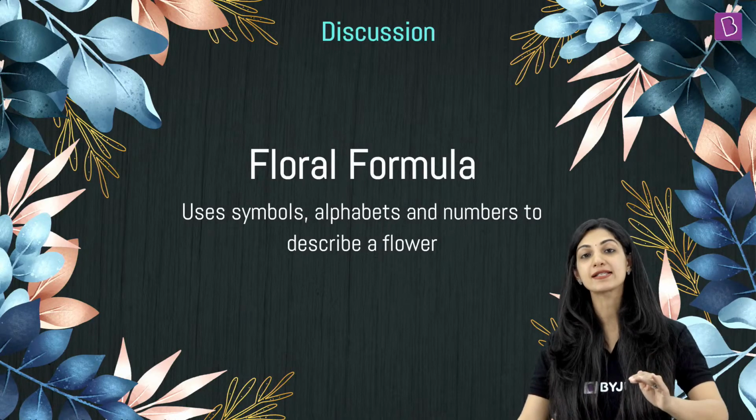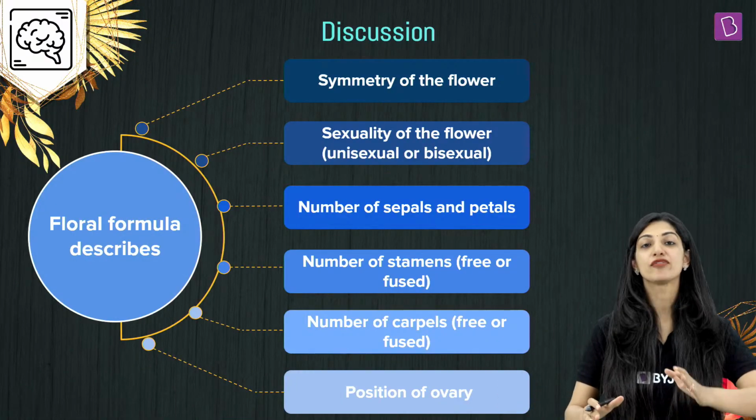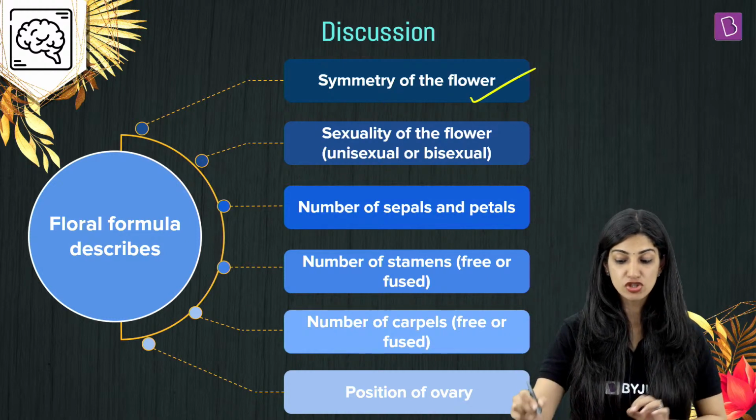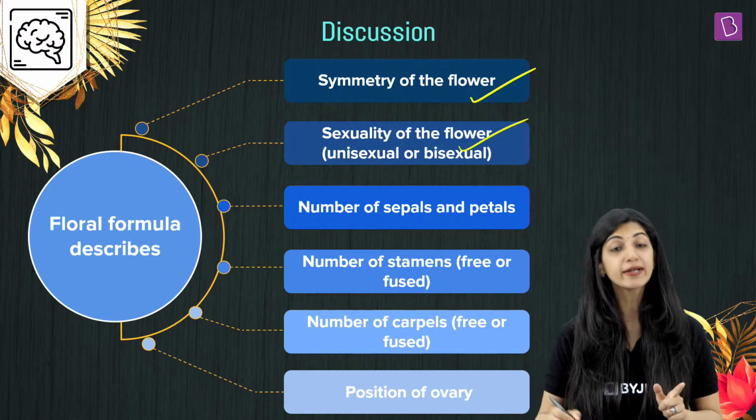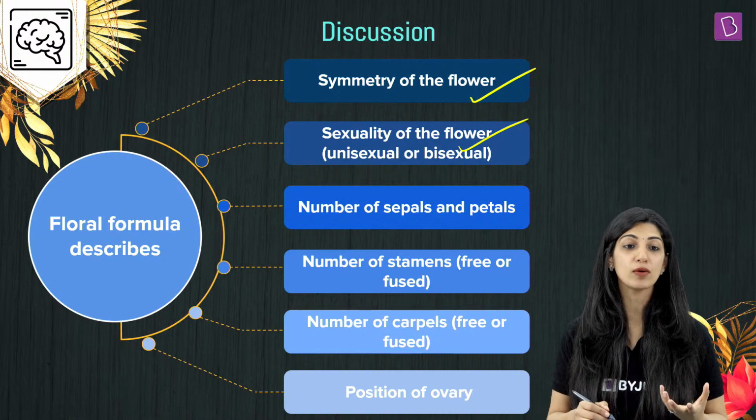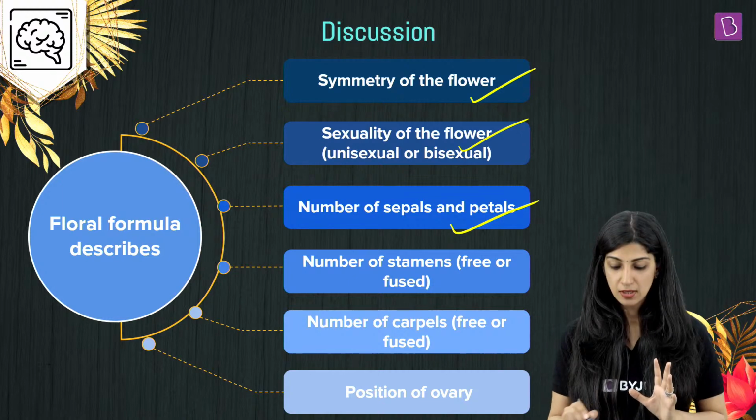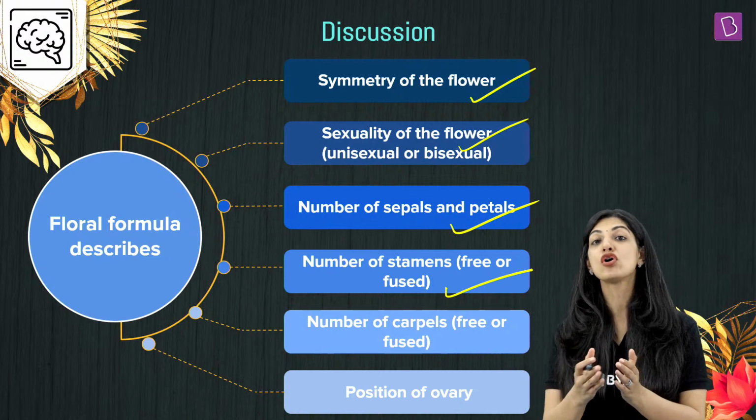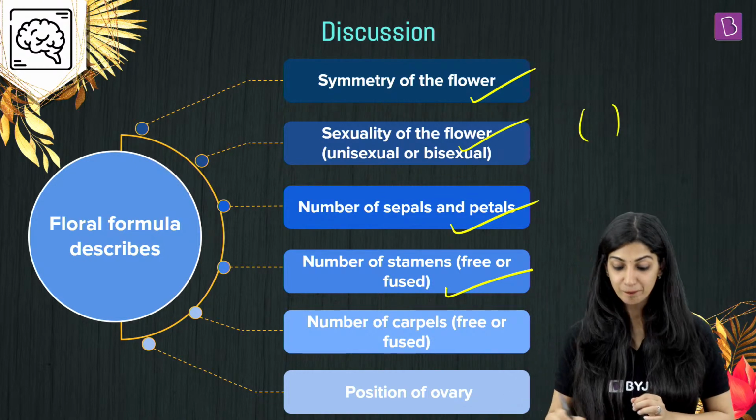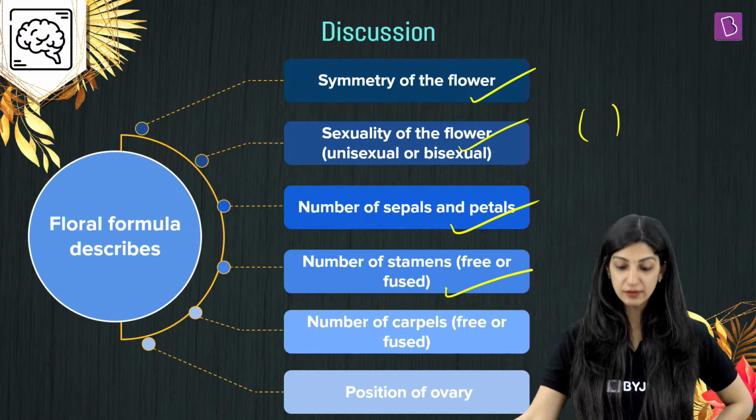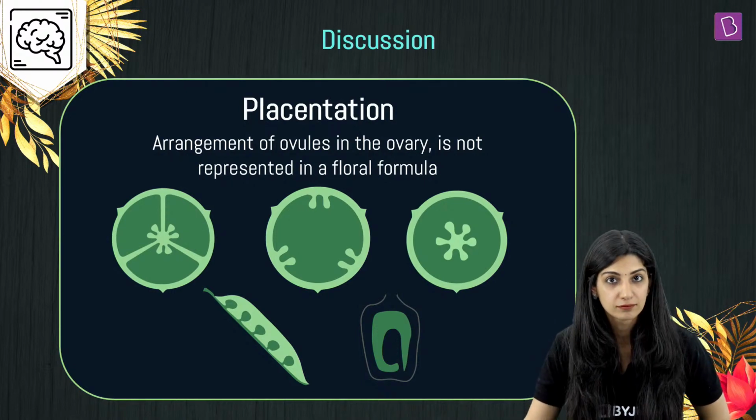So floral formula, like I said earlier, it is just the symbolization to describe a flower. What all it describes, if you want to write, you can write. It is the symmetry of the flower which we get to see. We just saw actinomorphic, zygomorphic. Sexuality of the flower, whether it is a unisexual flower or a bisexual flower, number of sepals and petals at the base, number of stamens, and also what is the condition of the stamen, whether they are free or fused. You get to see with this symbol. Then number of carpels, the gynoecium part, and the position of the ovary, whether it is superior or inferior.